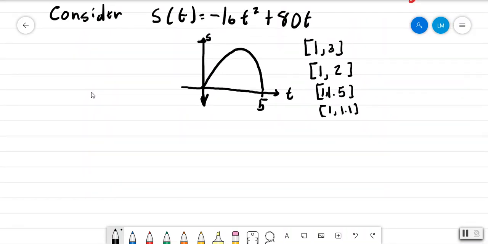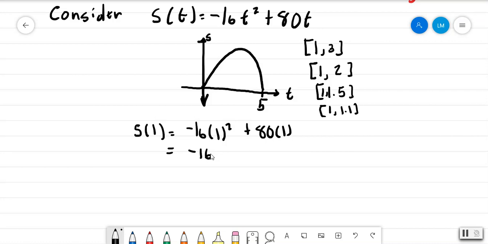Now, in order to do this, we'll basically just have to figure out, for example, what is S of 1. So S of 1 is equal to negative 16 times 1 squared plus 80 times 1, and this gives us negative 16 plus 80, which is going to give us 64, if I'm correct. So that's going to be 64 feet. So that's the height after 1 second.